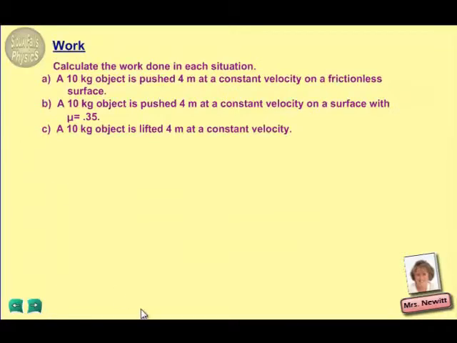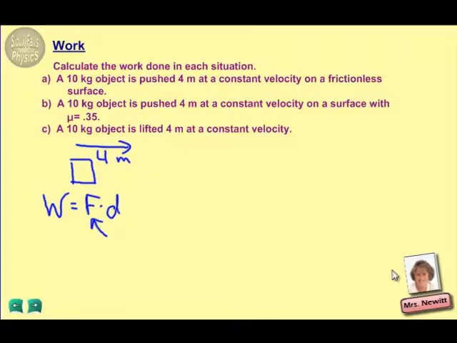Calculate the work done when a 10 kilogram object is pushed 4 meters at a constant velocity on a frictionless surface. So here's our situation. There's our object. It's being pushed along a distance of 4 meters. And notice that if it's going at a constant velocity, there's no friction, which therefore means no applied force is needed. Well, our work is equal to force times distance. In this case, the force is 0. So the overall work is 0 for this situation.